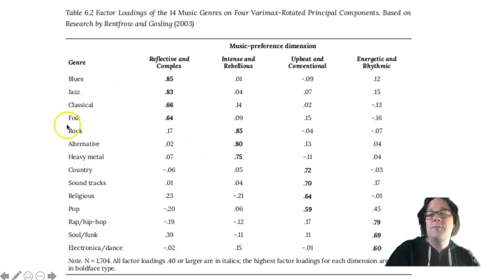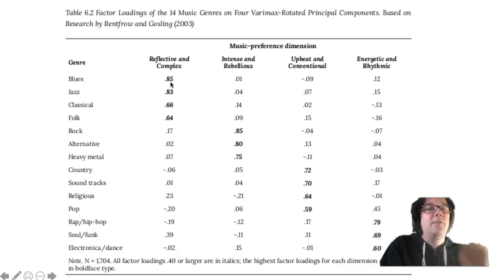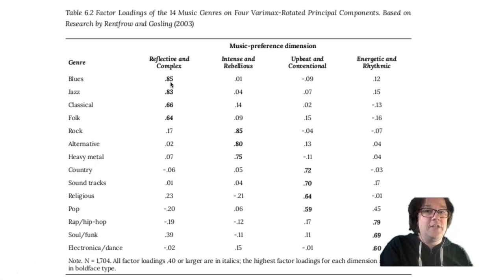Basically, there are different genres here: blues, jazz, classical, folk, rock, alternative, and so on, and music preference dimensions. You see there are labels, but you would not get these labels when you run your factor analysis. It's just going to say factor 1, factor 2, factor 3, factor 4. You ain't getting anything up there. But you could ask, what's loading on factor 1? Well, blues, 0.85. We can interpret these factor loadings like correlations, right?